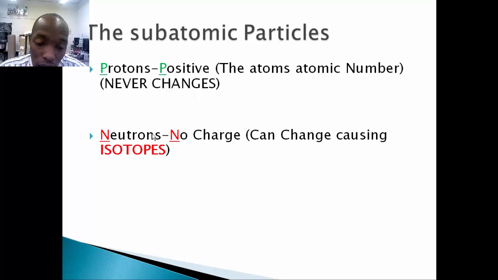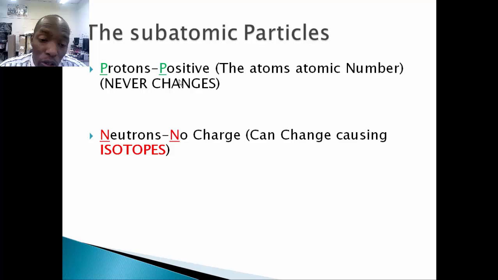Neutrons are the particles with no charge, and they can change. When they change, it's called an isotope. If you change the number of neutrons, the atomic mass changes. For example, sodium normally has an atomic mass of 22.99, rounded up to 23, but sometimes we've seen it with 24, 25, or even 21. Those different atomic masses, because of the neutron change, are called isotopes.